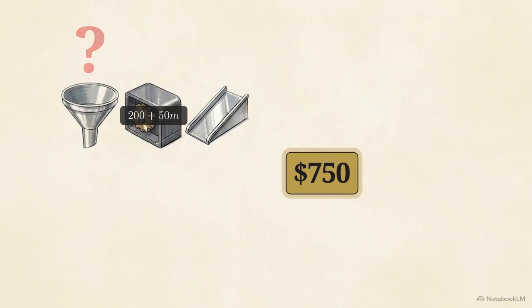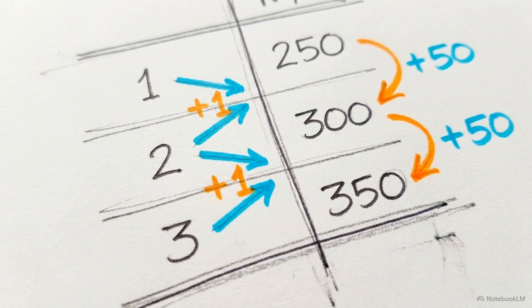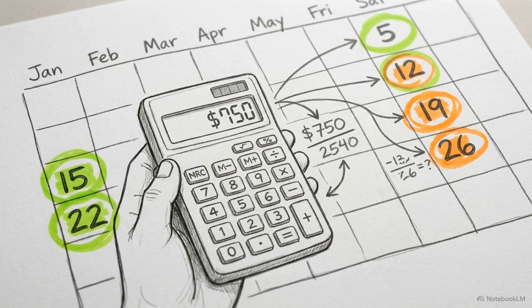Let's run the machine backwards. If a player paid $750 total, how many matches did they play? Pause the video and calculate the answer. Linear polynomials are highly predictable. Because the growth pattern remains perfectly constant, we can project exact outcomes infinitely into the future, or trace them backwards to find an initial input.